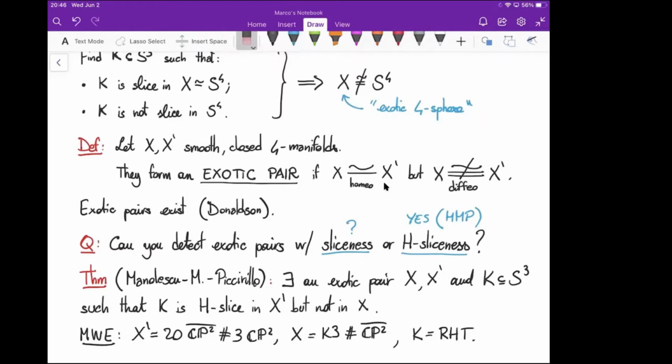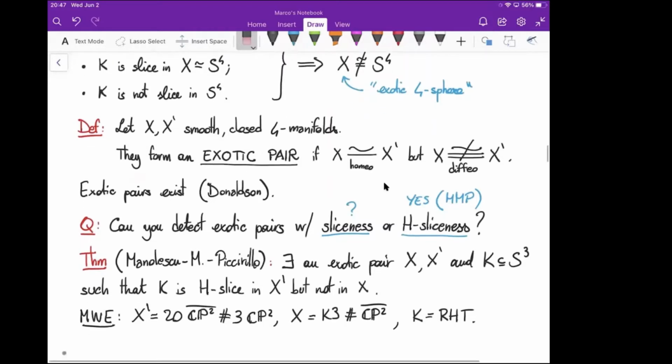So the smallest working example we could find is where X and X prime are the K3 surface blown up once and the connected sum of 3 CP2s and 20 CP2 bars, and K is the right-handed trefoil.